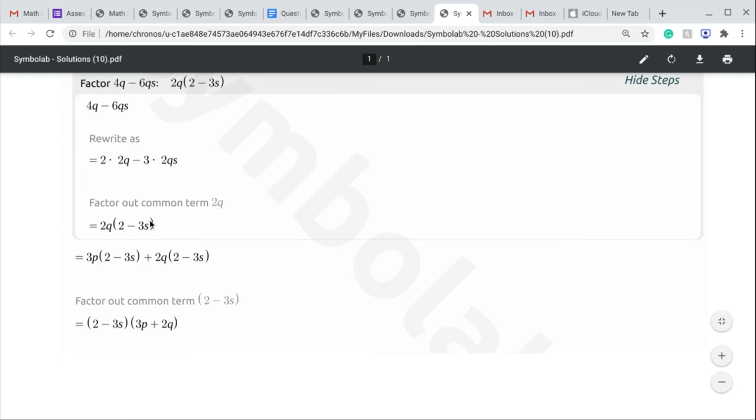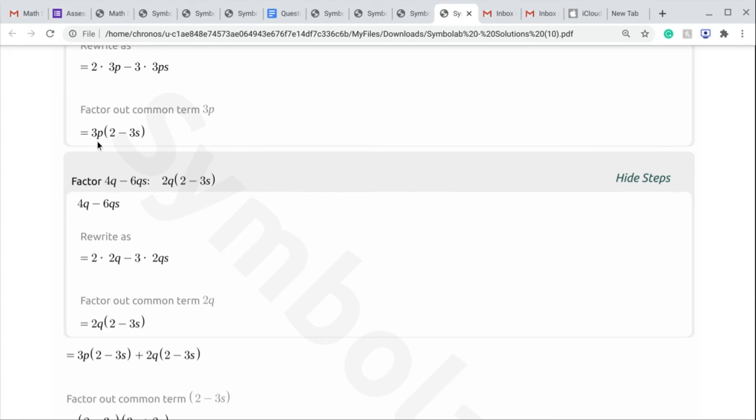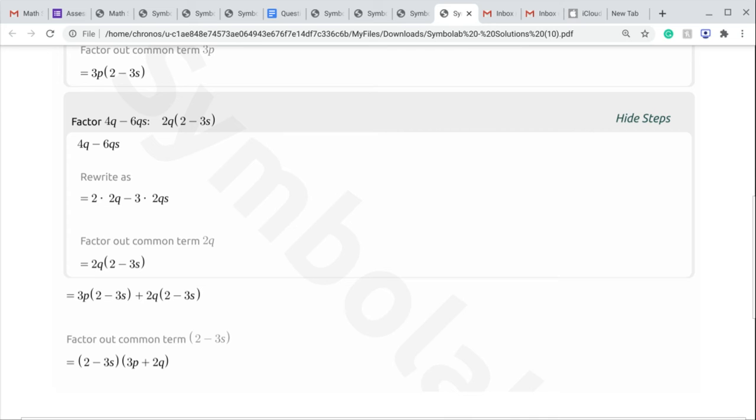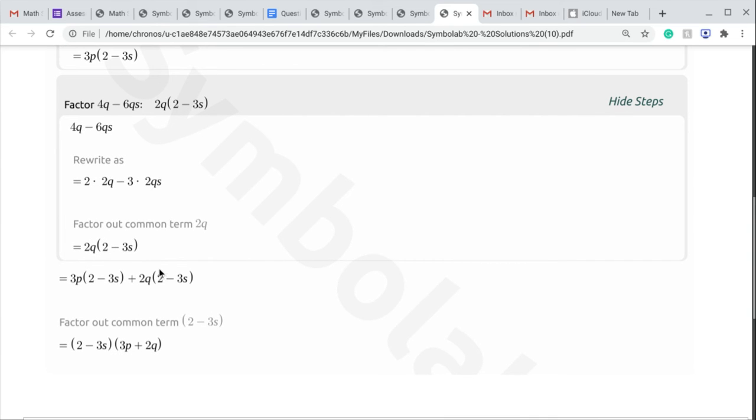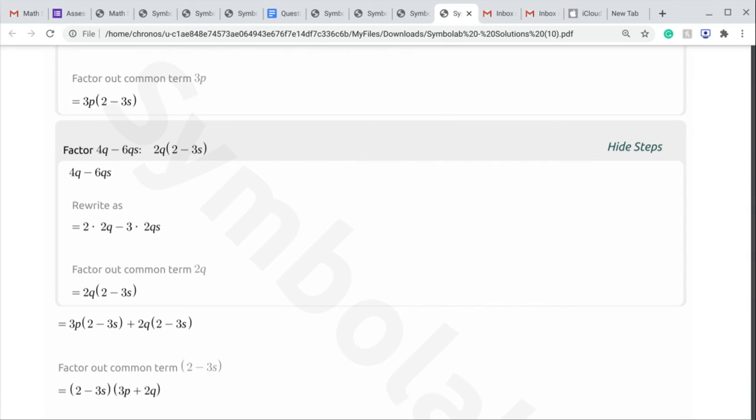So now we can combine the two steps we've done. The first step we did was 3p bracket 2 minus 3s, and now we have 2q bracket 2 minus 3s. We can combine those, and we realize that in the two brackets we can factor again, because 2 minus 3s is seen in the qs, and 2 minus 3s is seen in the p as well.